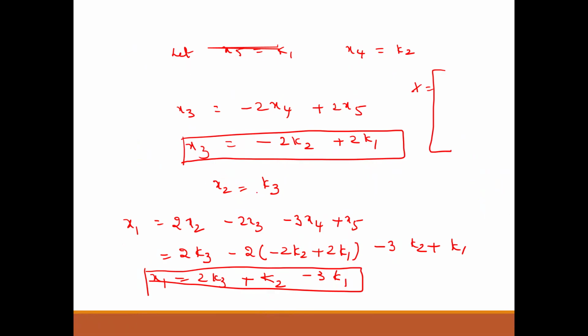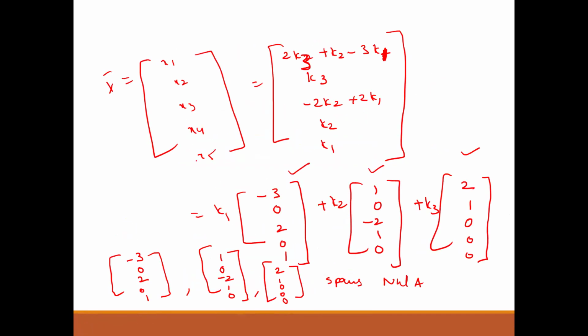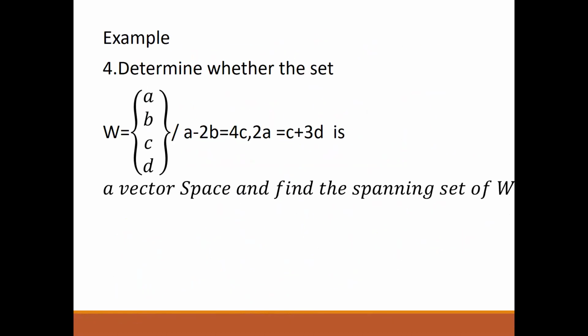X2 I don't know, that's why I have taken one more variable, because we have two equations and 5 variables. So 3 independent variables we will get. This is one variable, this is one variable, this is one variable. So this is your x1. So x1 is 2x3 plus k2 minus 3k1. So write x1, x2, x3, x4, x5. Take k1, k2, k3. Okay. So whatever vectors we get, these vectors span null A. Okay. Next we'll do one more problem.